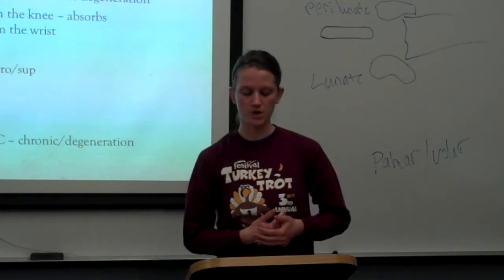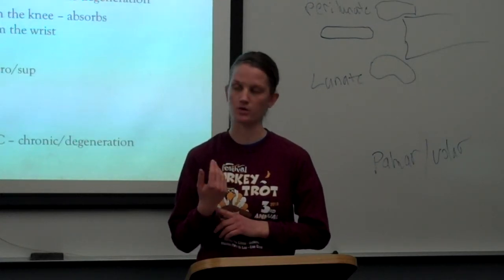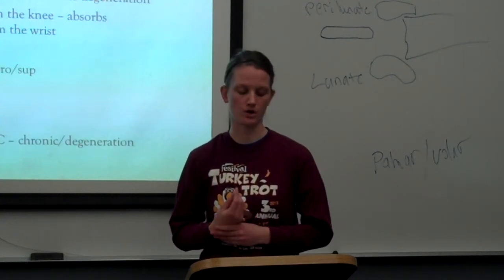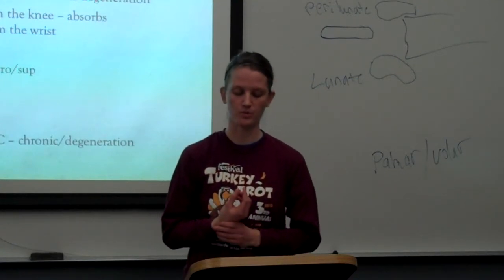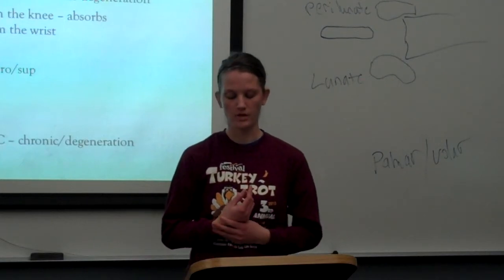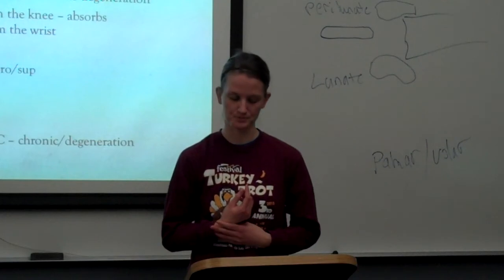Some signs and symptoms would be that there's going to be pain on the ulnar side, and there may or may not be some clicking. Their hand grip is going to be weak. Their wrist is going to be unstable. And again, they're going to have pain with pronation, supination, or extension with axial loading. It is also commonly associated with a radius fracture.